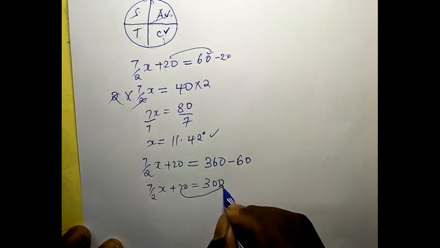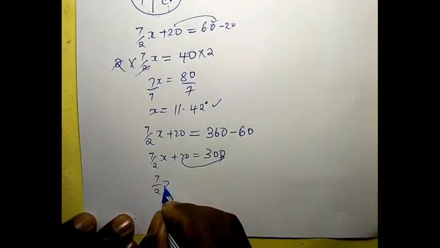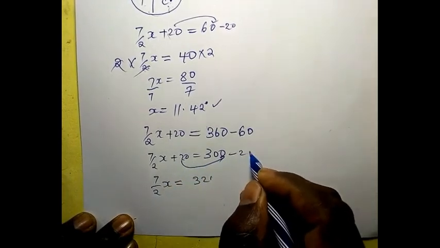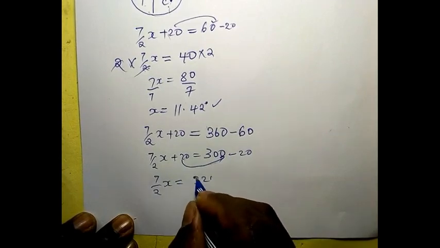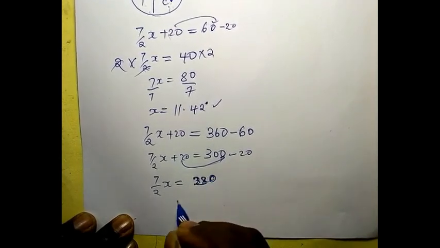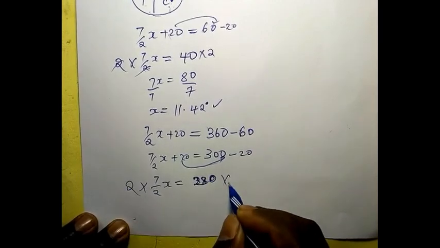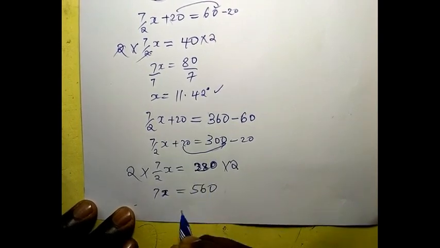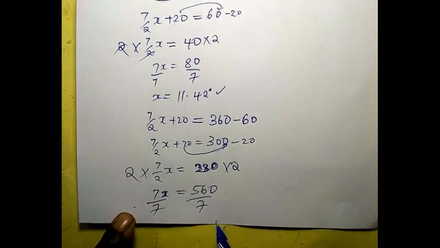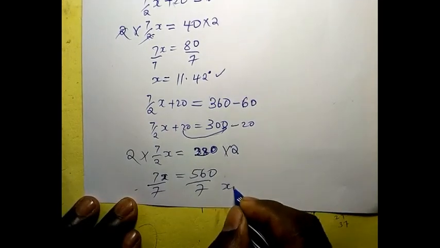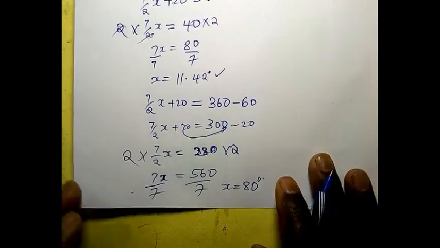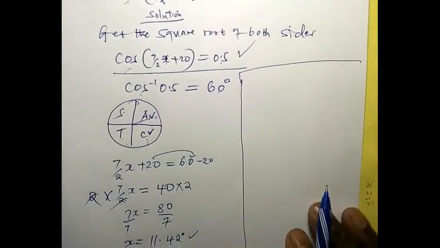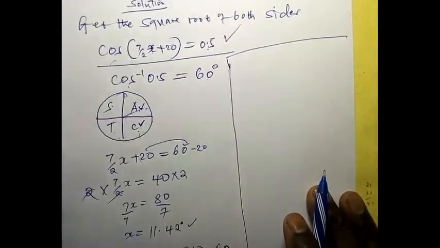So like terms together, subtract 20, so 7/2 x equals 280. So we multiply by 2 both sides to balance. We have 7x equal to 560. We divide both sides by 7. So now x equals 80 degrees. We check the next quadrant. We continue until we have the maximum, which is 180 or less.